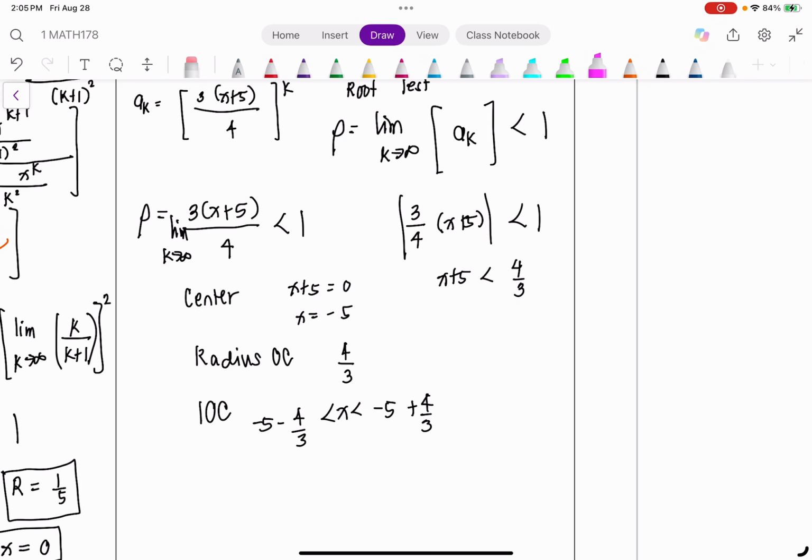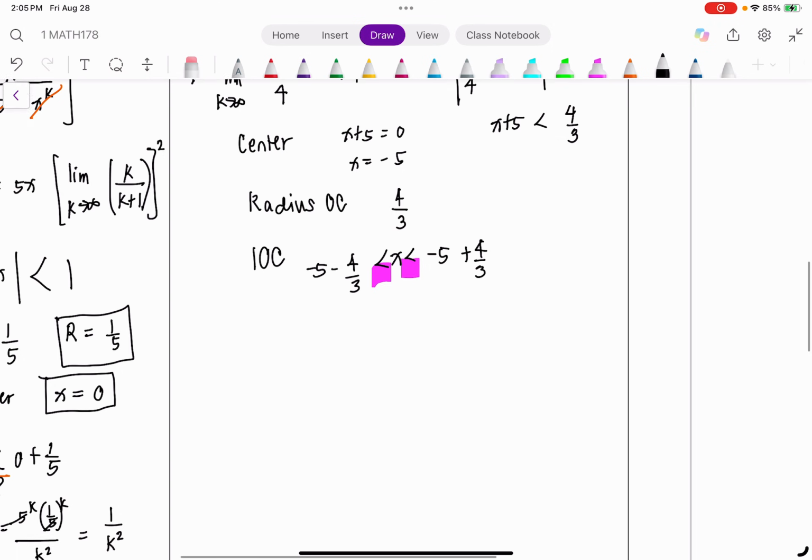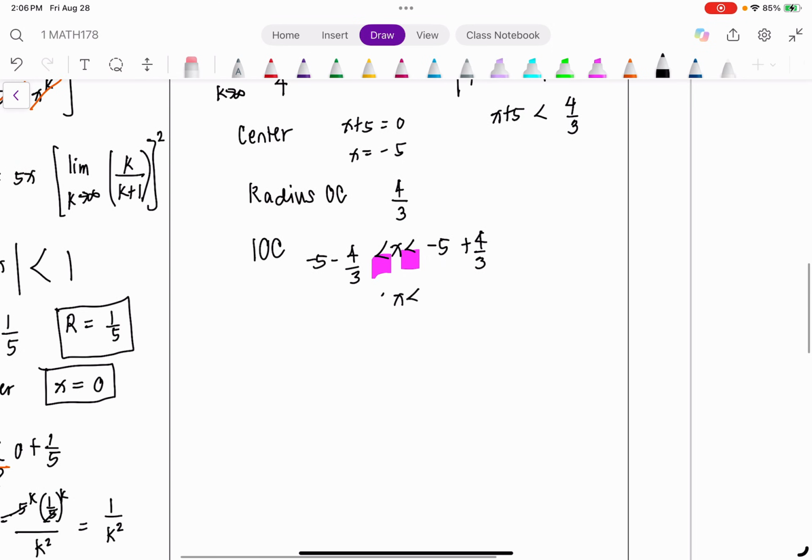Now the question is, should we include the boundary? Should we include these 2 points? So what we're going to do is to solve for the x's. Negative 5, so negative 15 over 3 plus 4 over 3 is negative 11 over 3. Negative 15 over 3 minus 4 over 3 is negative 19 over 3.